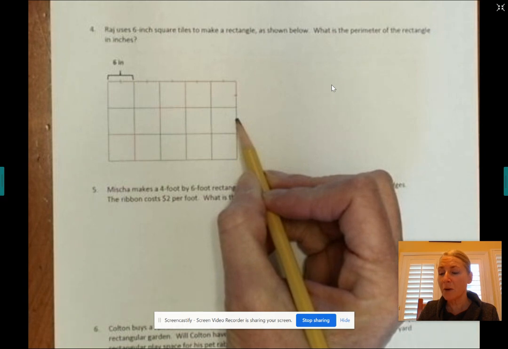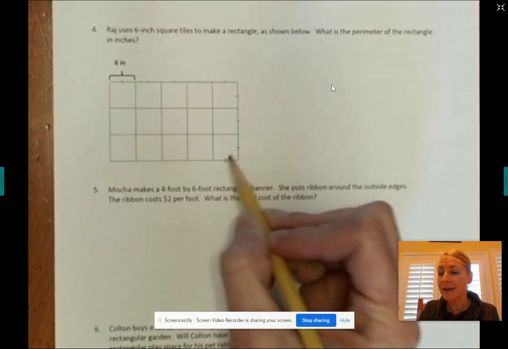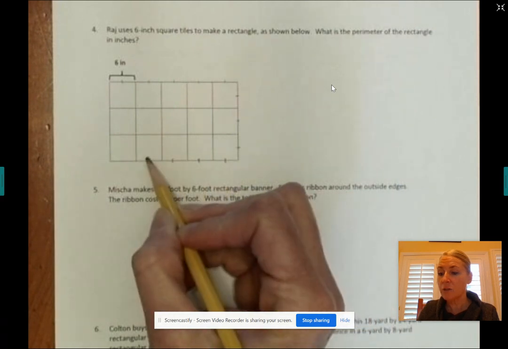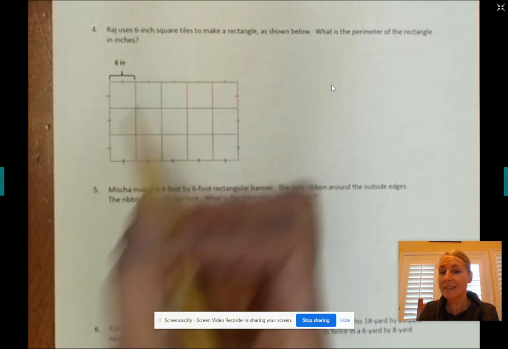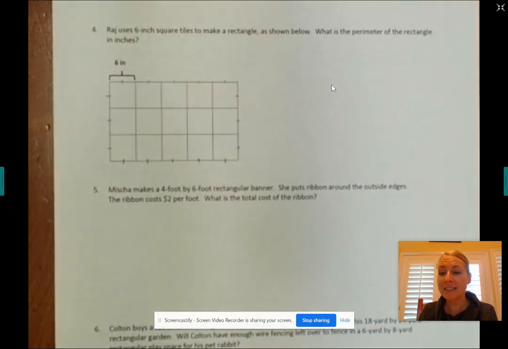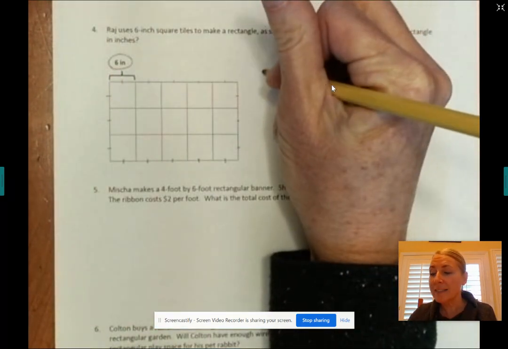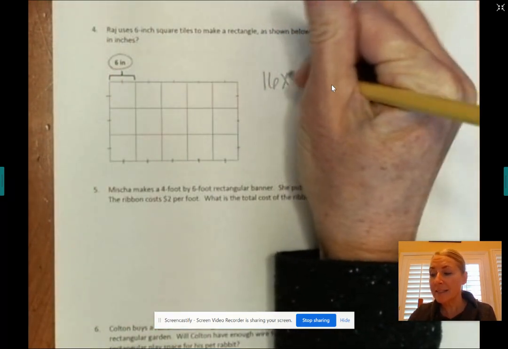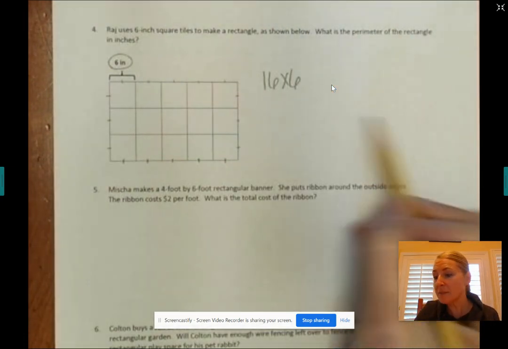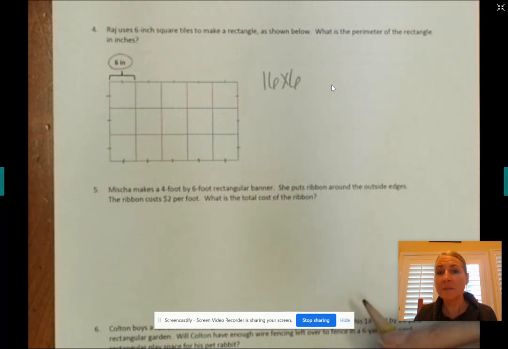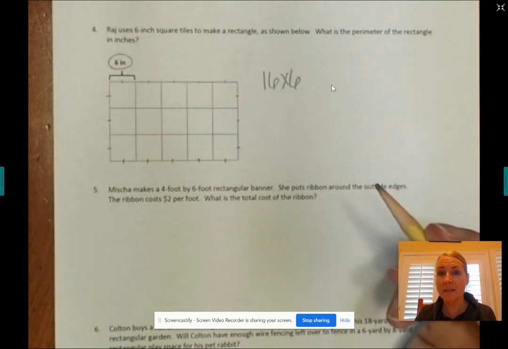Make sure you tick mark them. 8, and make sure you go around the corners. 9, 10, 11, 12, 13, 14, 15, 16. Okay, so there are 16 sixes. So if I have 16 sixes, that's what my problem is going to look like, right? Or I could add up 16 6 times, or I could do the commutative property and add up 6 times.